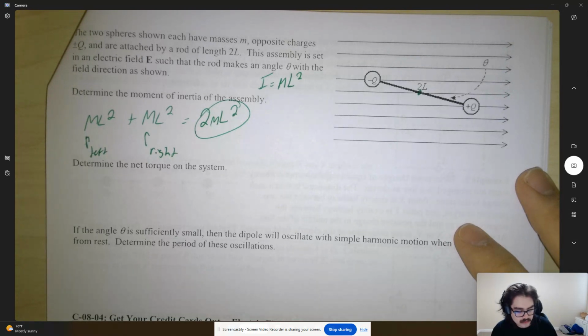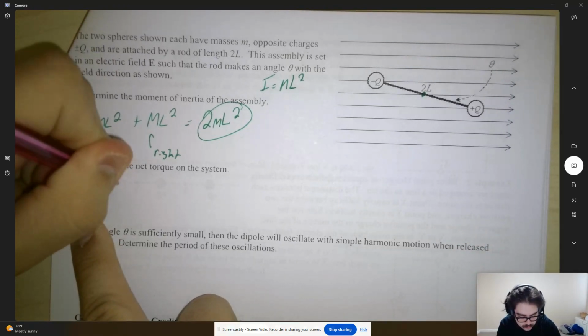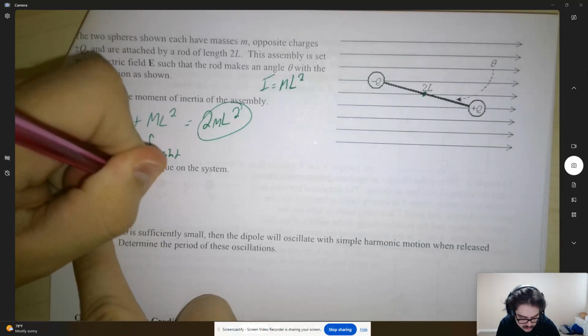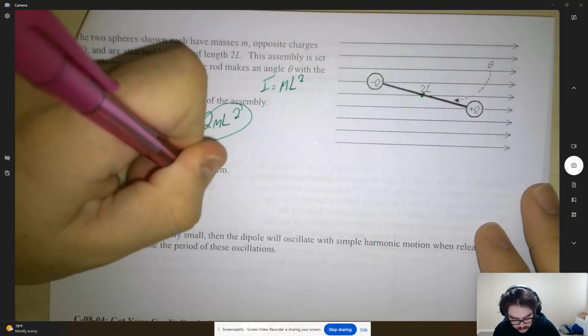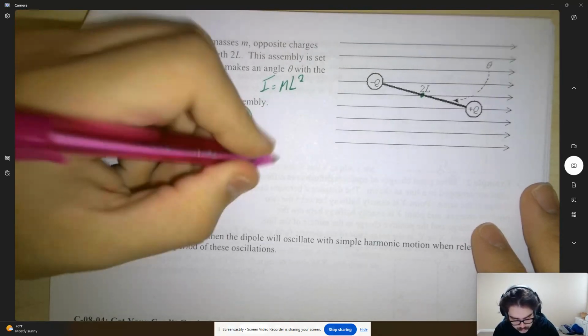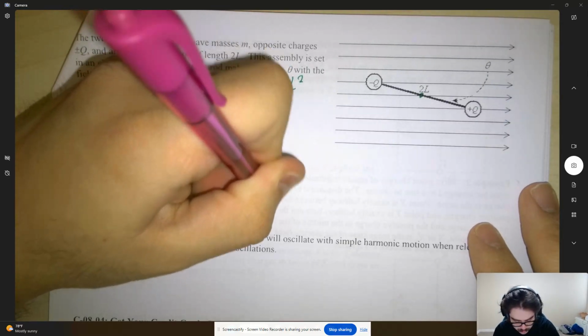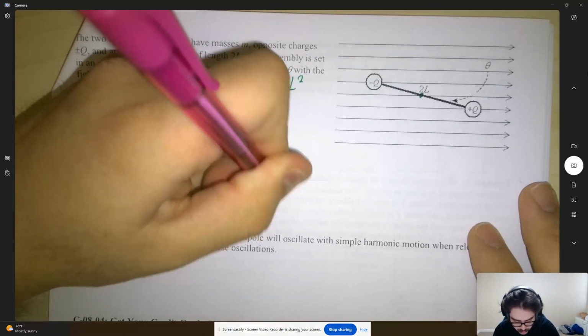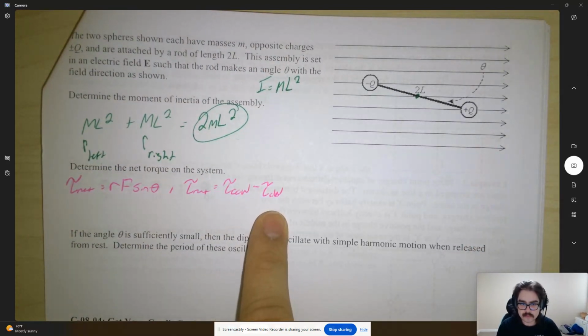To find the net torque on the system, all I would have to do is remember that net torque is equal to r F sine theta. I also need to remember that the net torque is equal to the torques that go clockwise minus the torques that go counterclockwise, or counterclockwise torques minus clockwise torques.